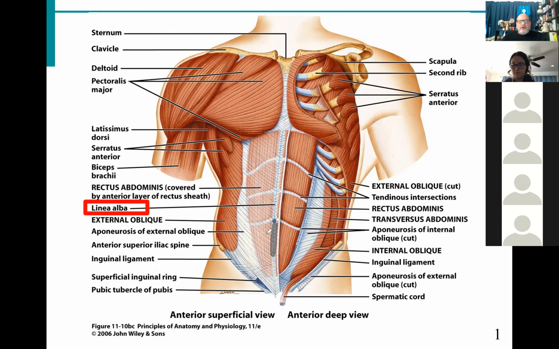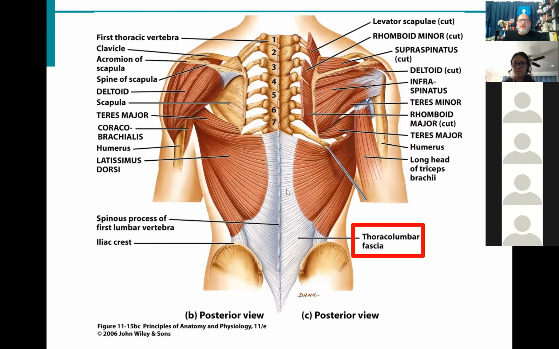All right, so those are structures you need to know. There's one last structure you are responsible for on the torso, and that is this posterior structure. And a lot is in a name.